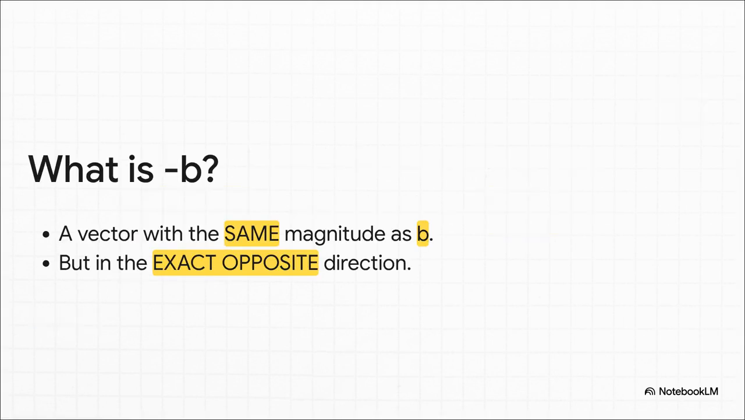So what is the opposite of B? It's simple. It's a vector that has the exact same length as B, but it's just pointing in the complete opposite direction. You literally just take the arrow and flip it around 180 degrees. That's all a negative vector is.